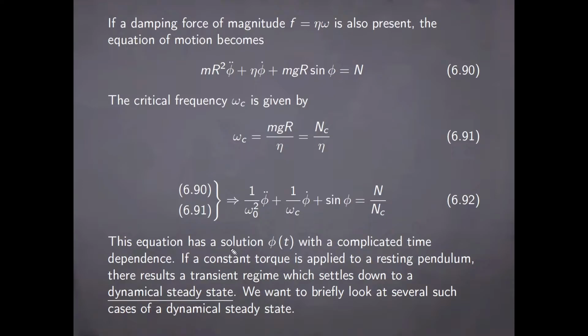So this equation will have a solution, phi of t, which will have a very complicated time dependence generally. If a constant driving torque is applied to a resting pendulum, there results a transient regime which settles down to a dynamical steady state. What we want to do in the following is just to look very briefly at the general features of several such cases of a dynamical steady state.